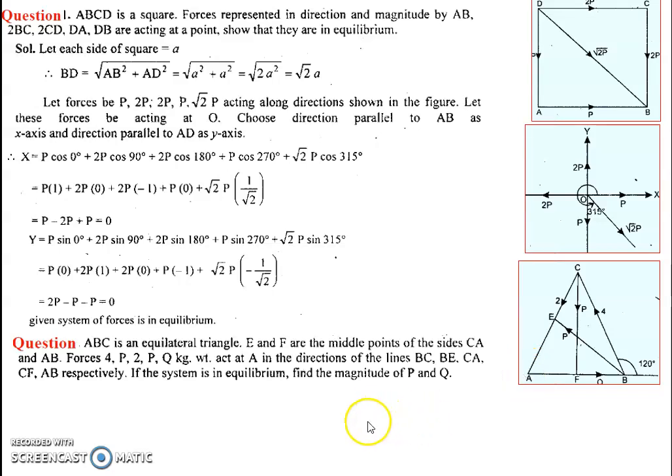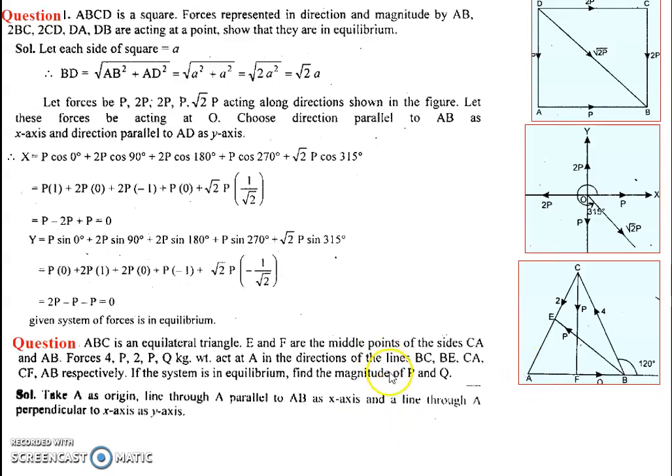So what we do is take A as origin, a line through A parallel to AB as the x-axis, and a line through A perpendicular to the x-axis as the y-axis. Just see, this is the x-axis and this is the y-axis. So I make the angles. First, from here to here, this is P, this one is 4, this one is P, this is 2P, and this one is P.